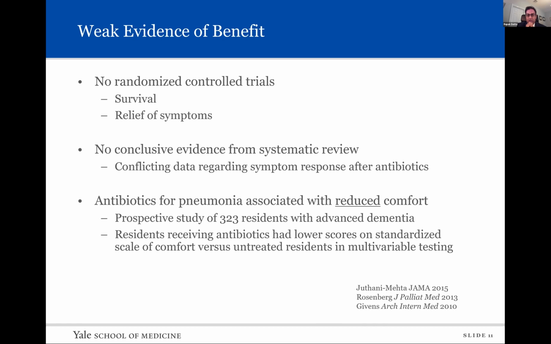What is most notable is a prospective study, published in Archives of Internal Medicine, of nursing home residents with dementia who were followed and developed pneumonia. These patients were given a standardized scale of comfort that was completed following receipt of antibiotic therapy versus no exposure to antibiotic therapy, based on the discretion of the provider and the residents. And in this study of 323 residents, antibiotic treatment of pneumonia was actually associated with reduced comfort as compared to treatment strategies that do not involve antibiotics.